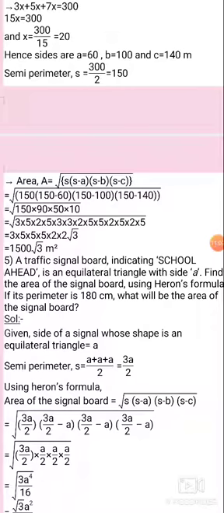So given the side of the signal board, whose shape is an equilateral triangle, is a. So the semi-perimeter is what? a plus a plus a by 2, 3a by 2. Now using Heron's formula, square root of s into s minus a into s minus b into s minus c. Substitute 3a by 2 into 3a by 2 minus a, etc. We need to write first.